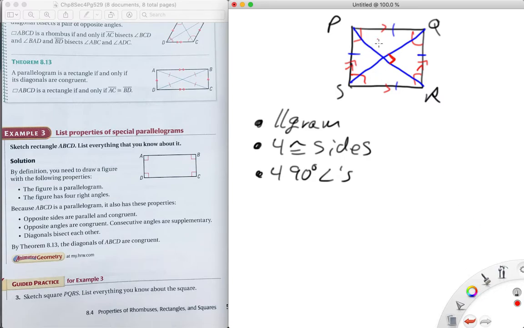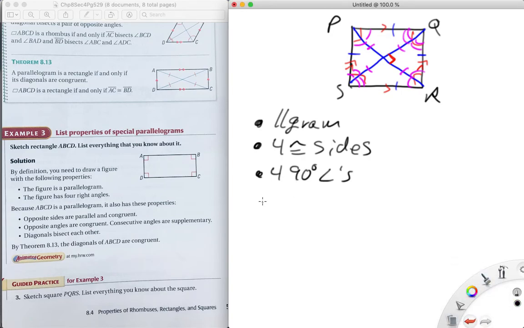It shares characteristics with its diagonals just like a rectangle in that they are congruent and they bisect each other. It also shares the characteristics of a rhombus, that its diagonals bisect opposite angles, just like a rhombus.